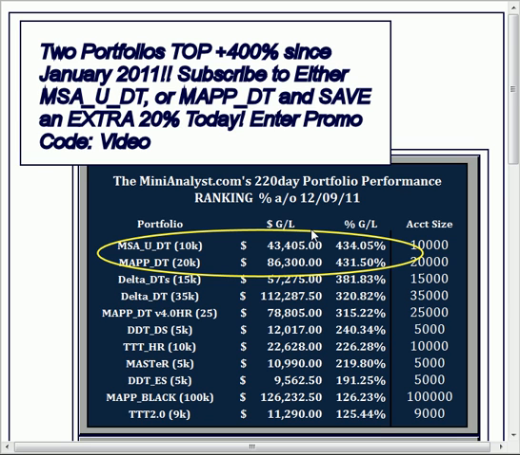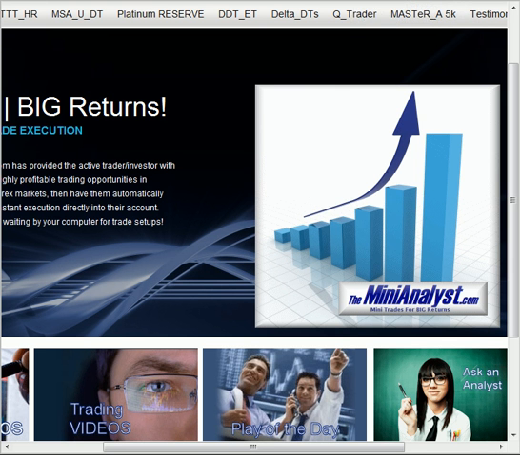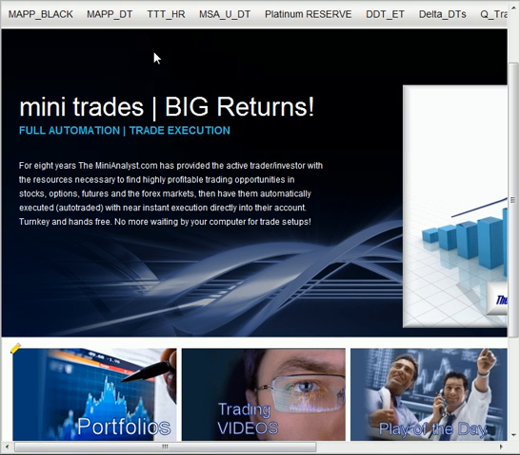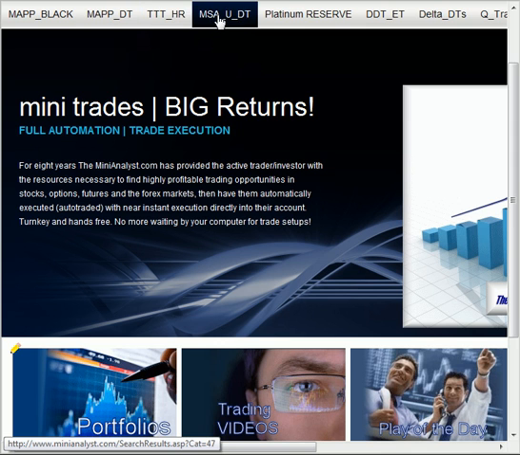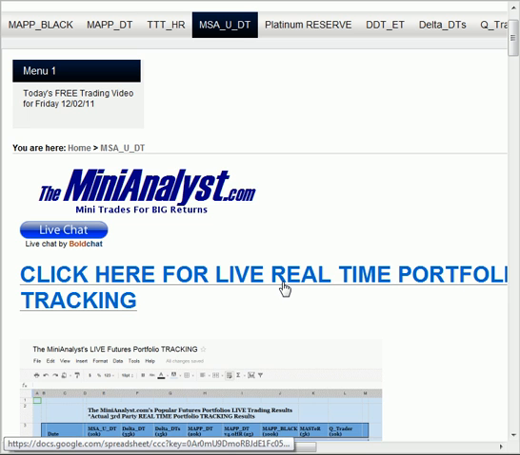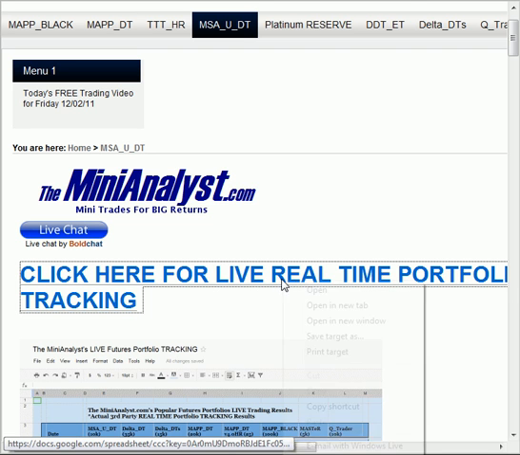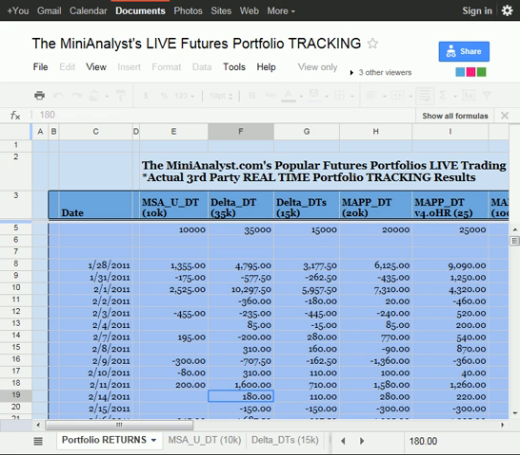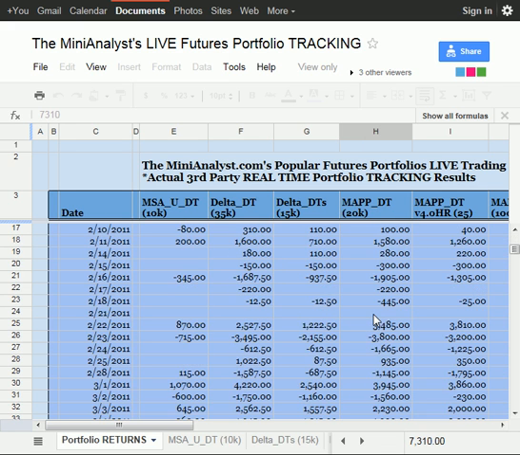Those figures are actually on the website. You can click on the MAPDT or MSAUDT right there and go to the live real-time portfolio tracking. We'll open that in a new tab. There we go. So you can go down and see real-time tracking of the MSAUDT portfolio as well as the MAPDT.